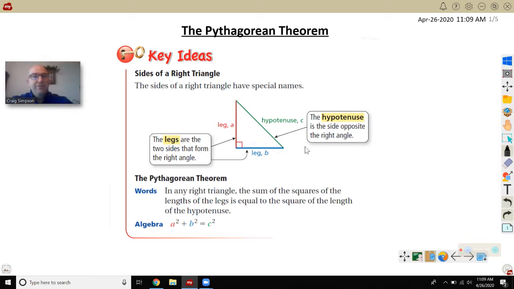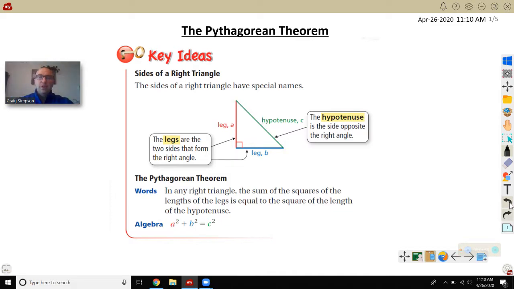And then you have the longer side. Side C is what we're going to call it. And that is the hypotenuse. The hypotenuse is the opposite side of this right angle. The hypotenuse is going to be the important part to identify in today's lesson.